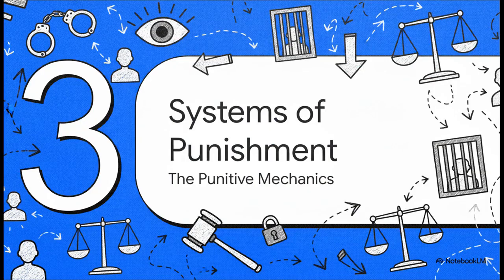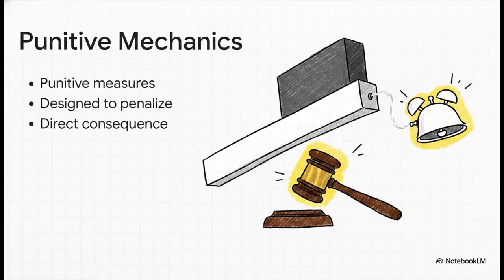Which brings us to Section 3, systems of punishment, or the punitive mechanics. Looking at this objectively, we can see the exact mechanics of how a punishment-based system actually operates to enforce control. The source text identifies this as a distinct structural mechanism that focuses entirely on punitive measures. Basically, if you break the boundary, the architecture is structurally designed to penalize you. We're talking about tangible examples here, like mandatory minimum sentences, heavy financial fines, or solitary confinement. It executes discipline directly as a consequence. Imagine a structural failsafe in a building, right?